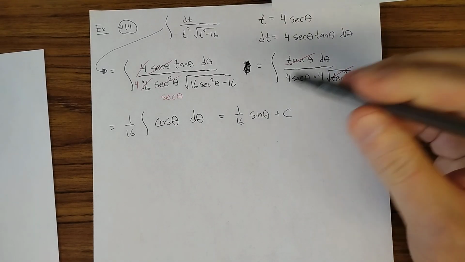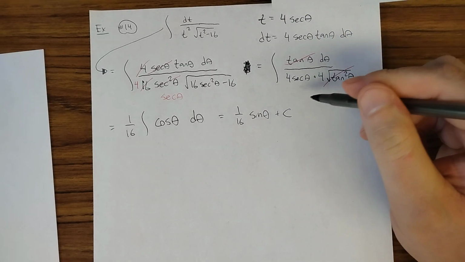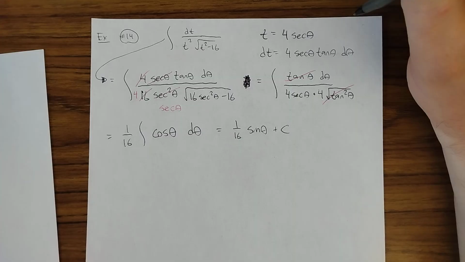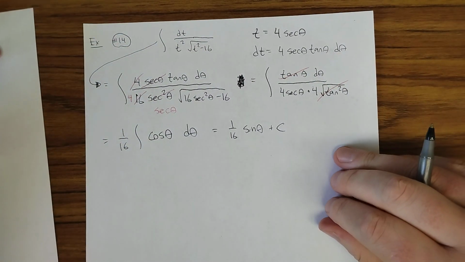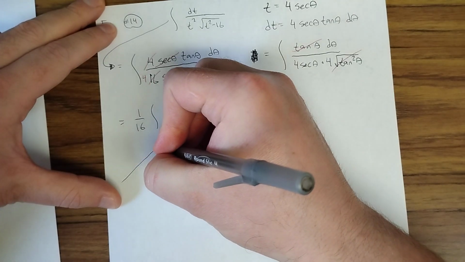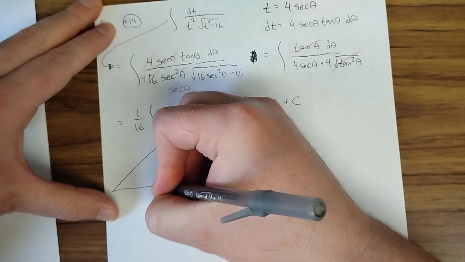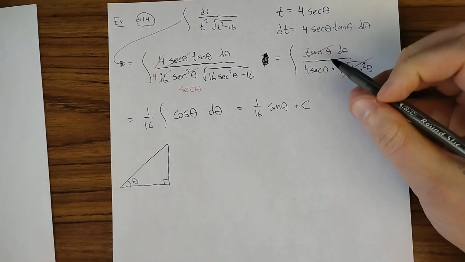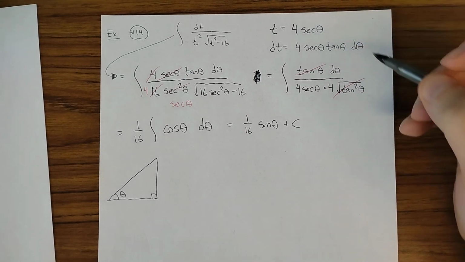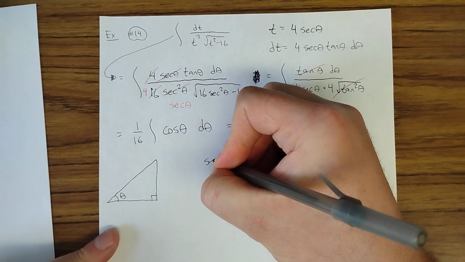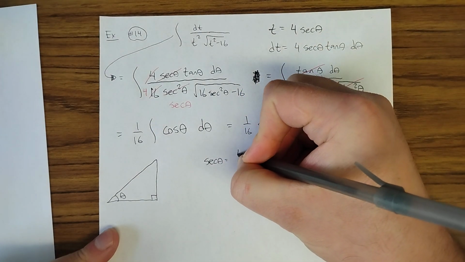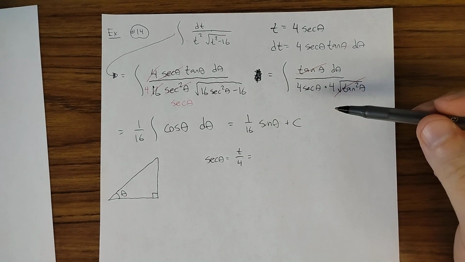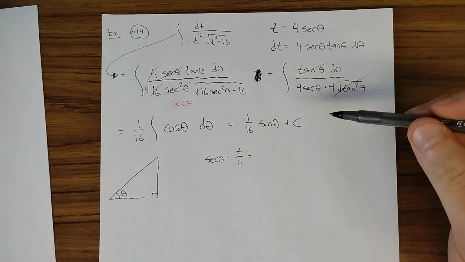Of course, all the calculus part is done, but we want to write our final answer in terms of the original variable, which was t. So now we're going to do the triangle thing again. I'm going to draw a triangle. One of my angles is going to be theta, and I want it to represent this. So secant theta is t over 4.